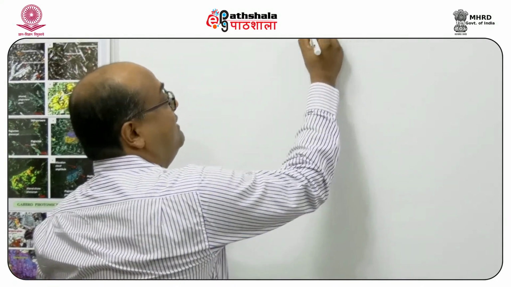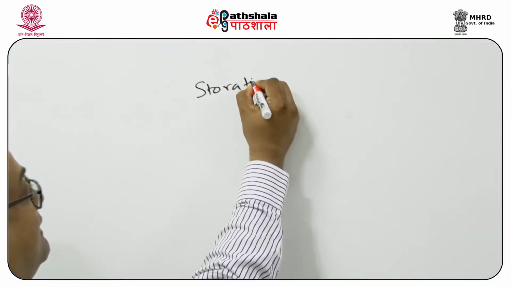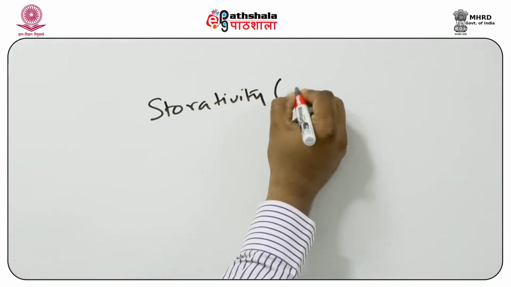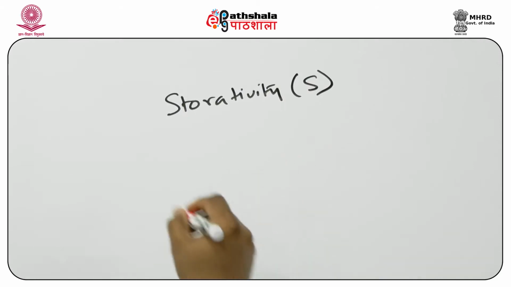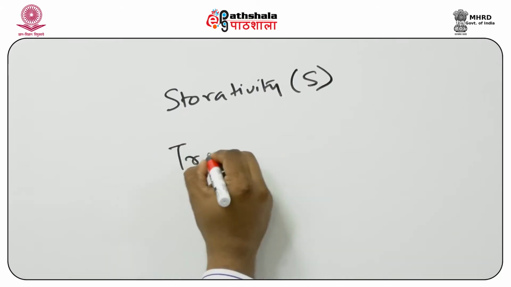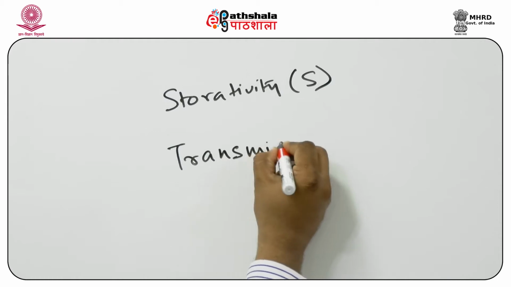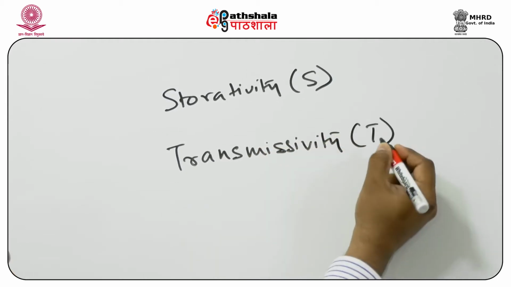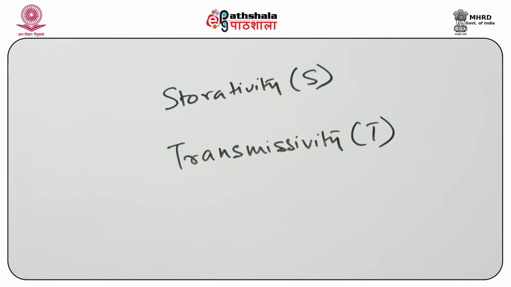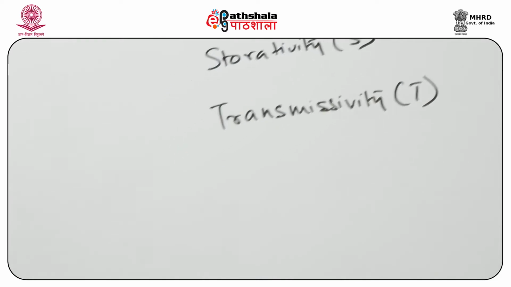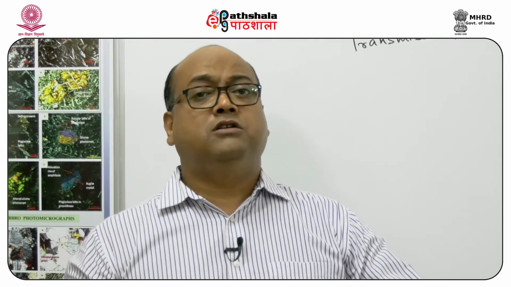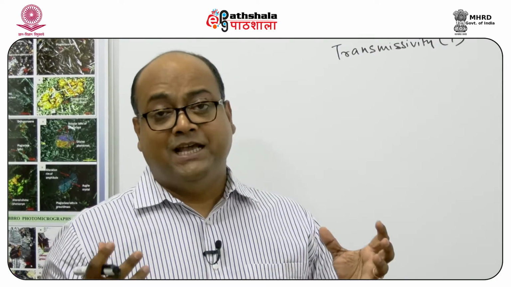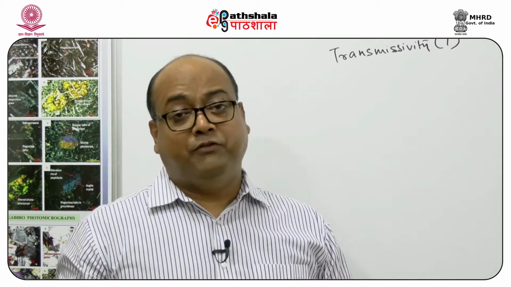For example, one is storativity, which is defined by capital S, and another is transmissivity, which is given by capital T. The storativity is a property of the aquifer. It says how much water will be released from a unit area of aquifer if there is a unit drop in hydraulic head.